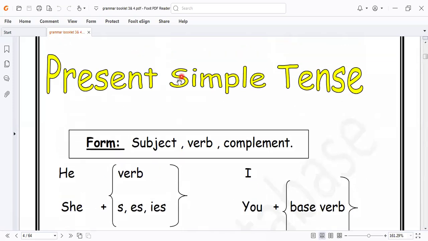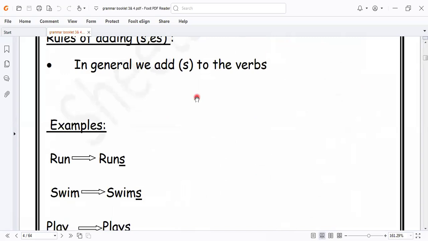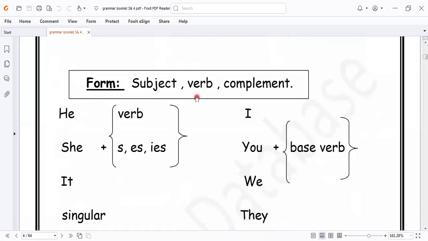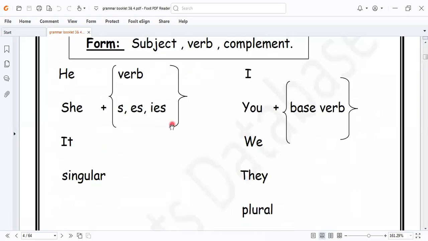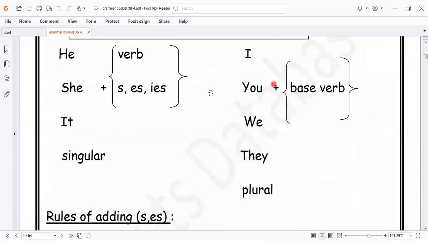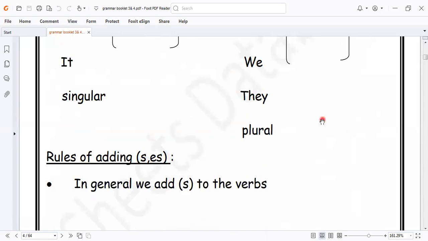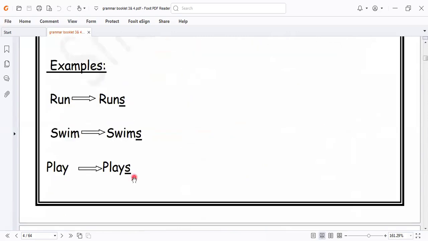Here we talk about the present simple tense. Can you remember when we use the present simple tense? We use the present simple tense to describe habits and facts. The formula of this tense could be adding s, es, or ies. Here we have singular and plural, where we put the verb in the base or infinitive form. Like this we have here: runs, swims, plays, and so on.